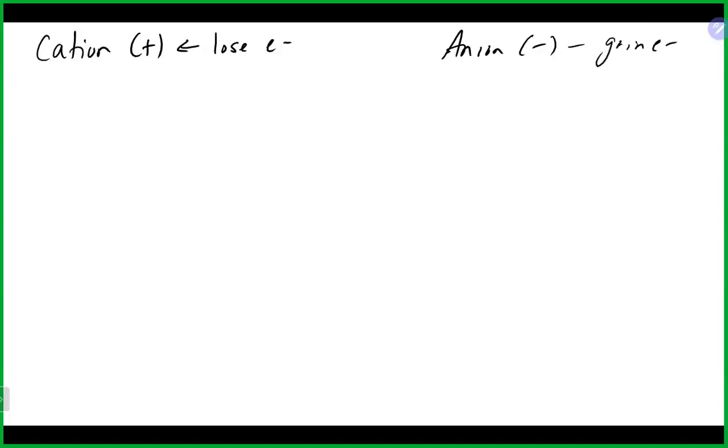So if we take something like magnesium that we just wrote the electron configuration for, which is 12 when it has no charge, again, 1s2, 2s2, 2p6, 3s2 in this case.